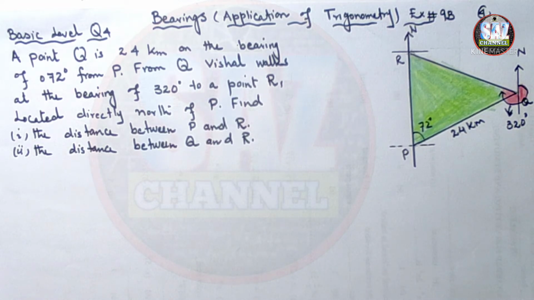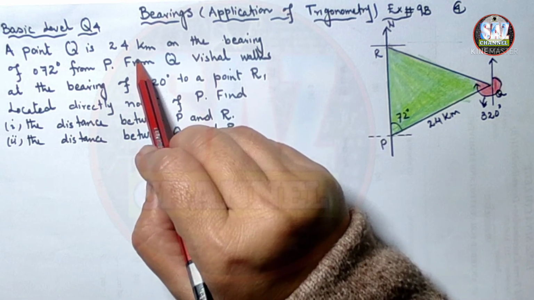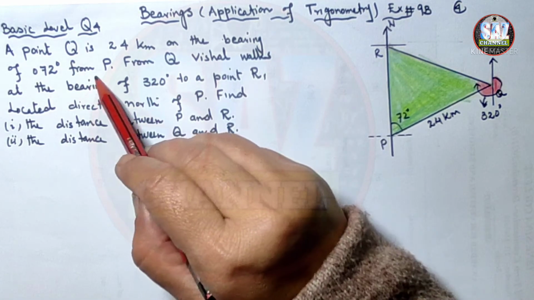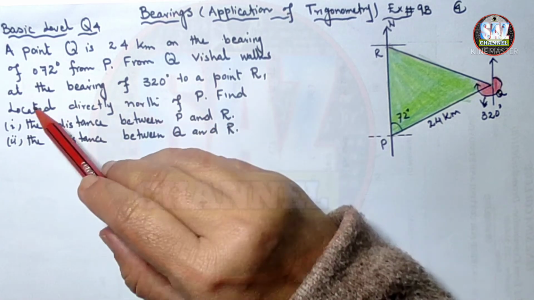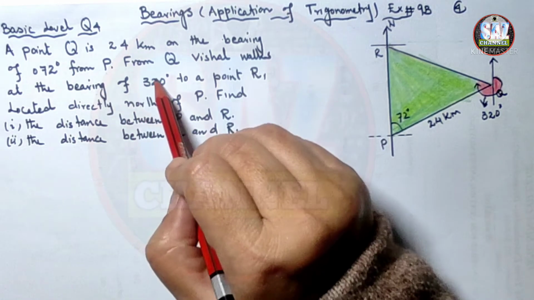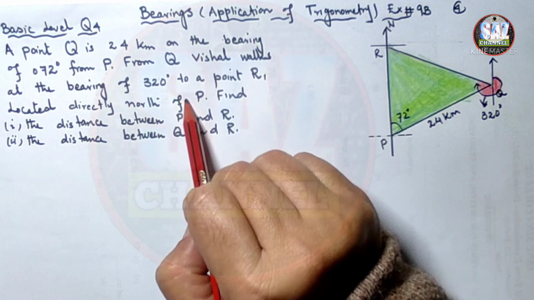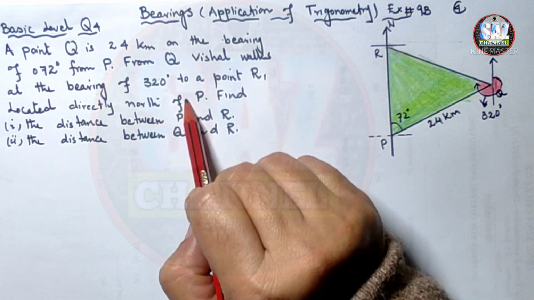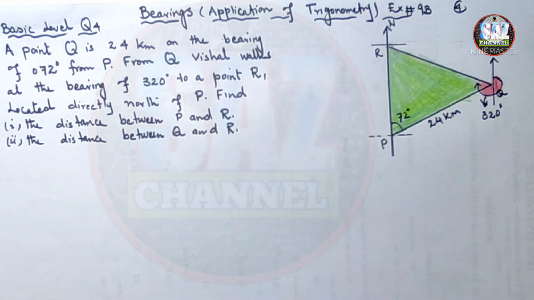Question 4 says that point Q is 24 kilometers on the bearing of 072 degrees from point P. From Q, Vishal walks at the bearing of 320 degrees to the point R, located directly north of P. We have to find the distance between P and R and the distance between Q and R. Let's start the discussion of this question.